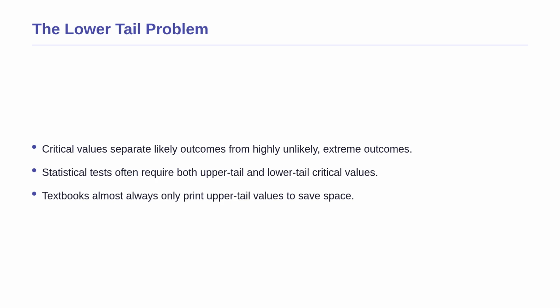When conducting statistical tests, we use critical values. A critical value is a specific number on a probability graph that separates everyday likely outcomes from highly unlikely extreme outcomes. Usually, we need to find values for both the extreme right side, called the upper tail, and the extreme left side, called the lower tail. However, printing F distribution tables for every possible combination of degrees of freedom for both tails would require massive, impractical books. Therefore, textbooks almost always only print the upper tail values to save hundreds of pages of paper. So, how do we find the missing lower tail values?